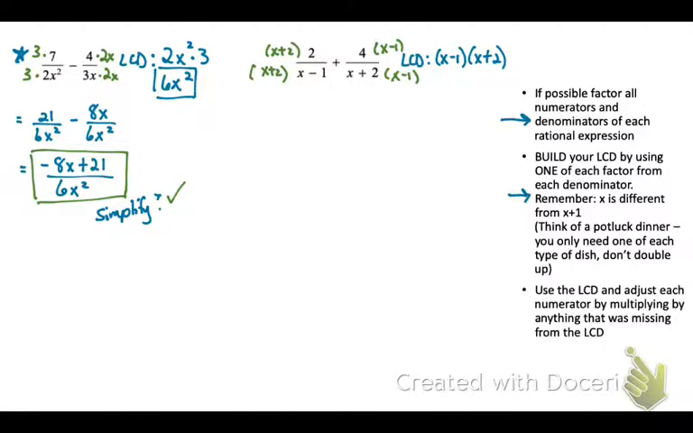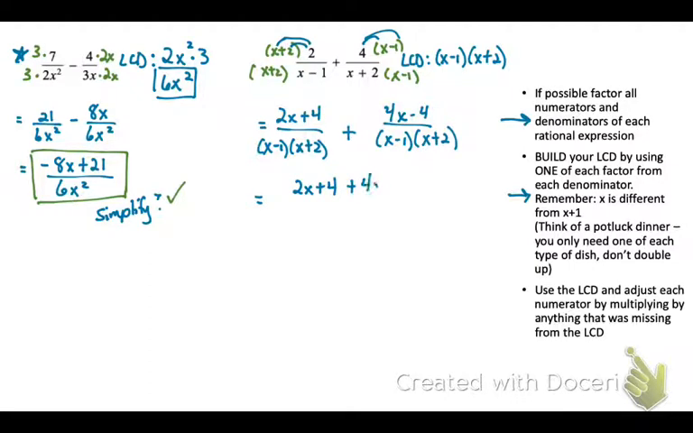Now with my numerator, I need to go ahead and distribute. So 2x plus 4, and then distribute, I put that over my common denominator. Denominators we leave factored. Now on the right, I'm going to distribute my 4 and put that over my common denominator. Now I can combine my numerators. I can add those together.